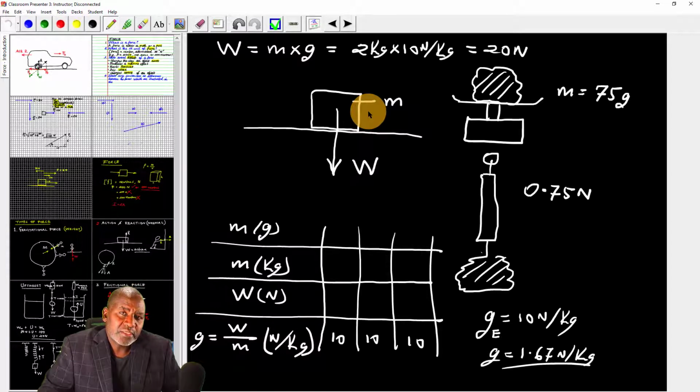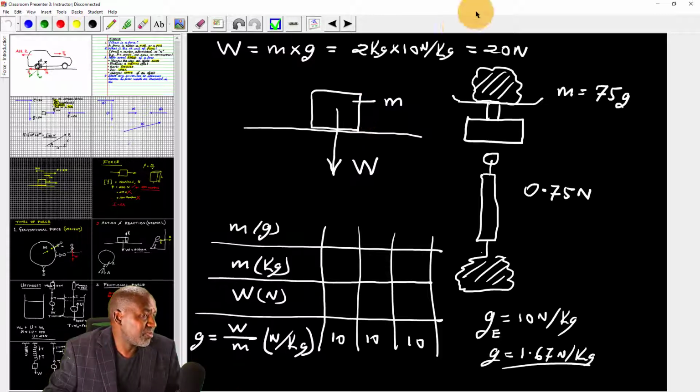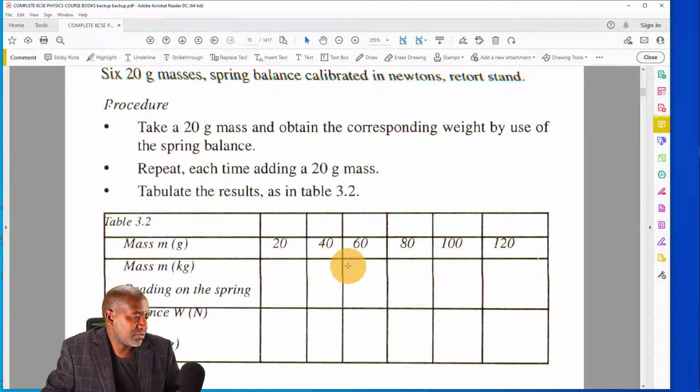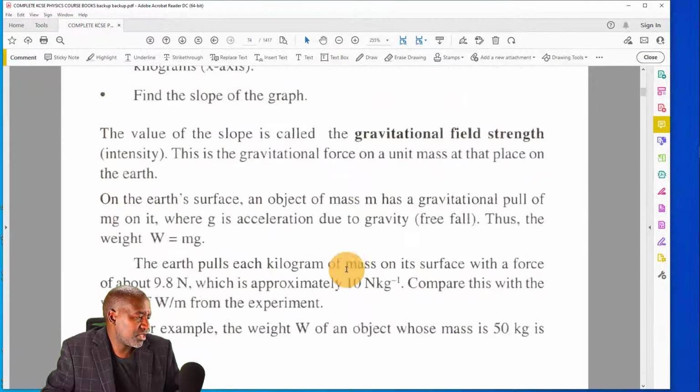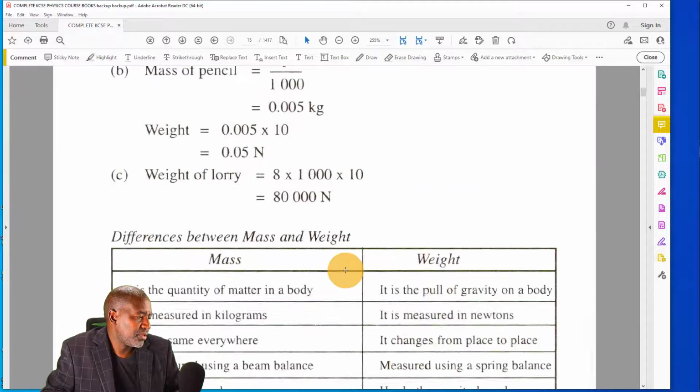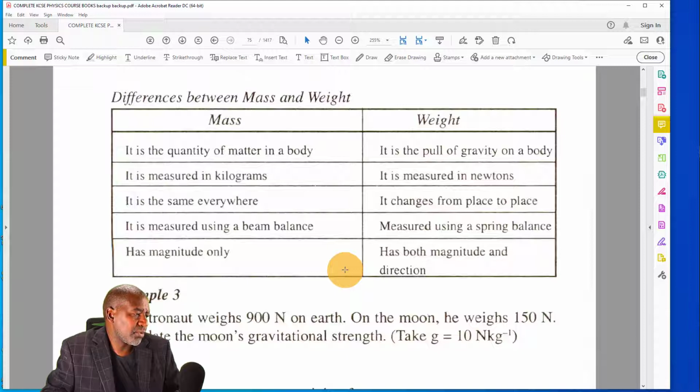When you are asked to distinguish between them, you are being asked to state what they are, what each one of them is, how each one of them is defined. So let's look at some of the information in your textbook. Here you have that experiment that I've just described that you can do and come up with that relationship. There is a table that shows the differences between them. Let's look at the first one.